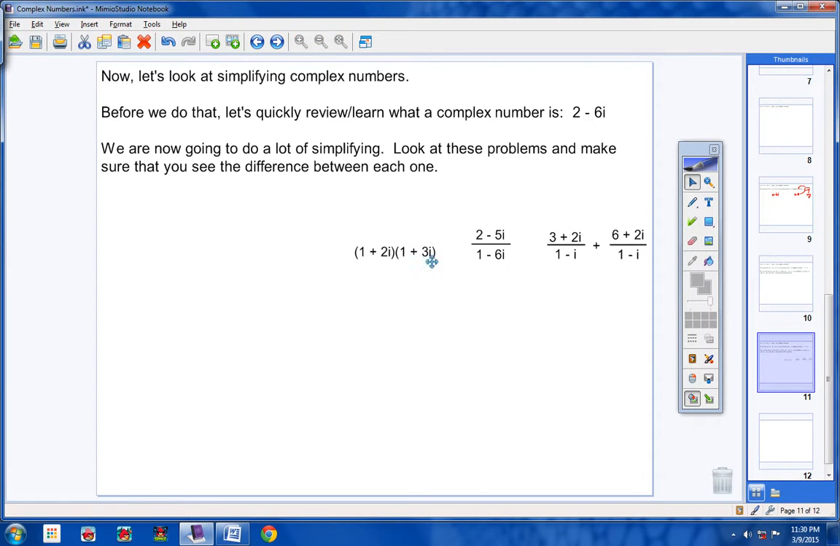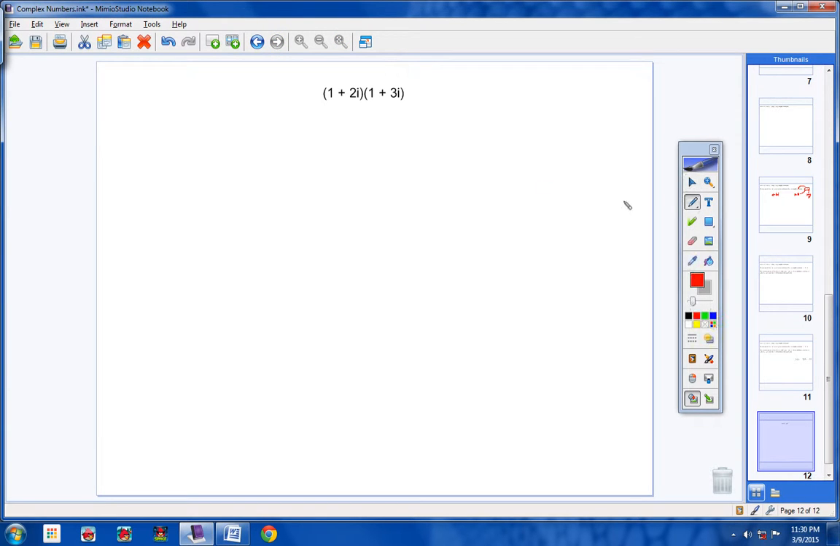We're going to multiply two complex numbers. Now you're going to do this just like you were multiplying a binomial, like 2x minus 5 times x plus 3. Take the 2x and multiply it through. Take the negative 5 and multiply it through. The exact same thing, okay? So here we go. Let's go ahead and multiply these two complex numbers together. Take the 1 and multiply it through, okay? 1 times 1 is 1. 1 times 3i is 3i.